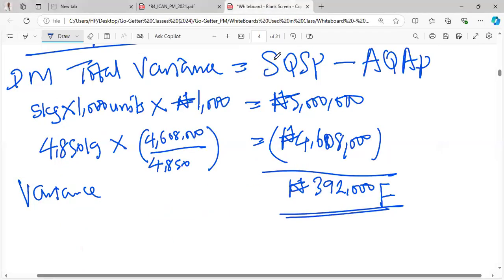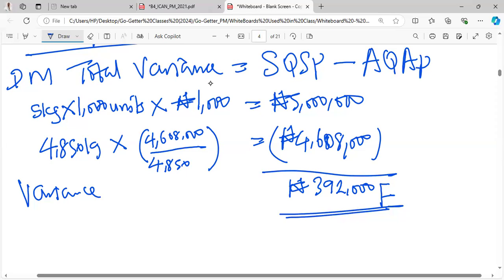I explained this formula. The standard quantity that was used to make these 1,000 units is 5 kg for 1 unit multiplied by 1,000 units, which will give me 5,000 kg. That's my standard quantity. What is the standard price for 1 kg? It's 1,000, you were given in the question. For 5,000 kg, we are buying each of them at 1,000 naira each.